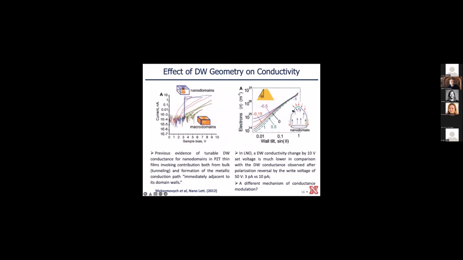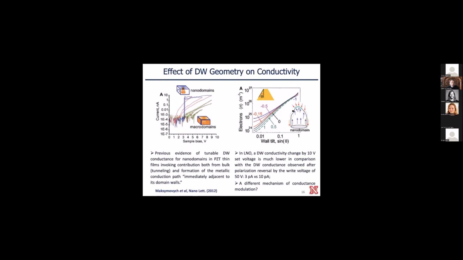So the results that we obtained seem to be consistent with earlier reports that, for example, in PZT ferroelectric films, another archetype ferroelectric material, the most conducting entities were the nanoscale domains, whereas the macroscopic domains didn't show any conductivity. Here you can see that there is also hysteresis behavior measured in the films with nanoscale domains. And it was suggested that this conductance should be due to the bulk domain, not the domain wall, but domain conductivity.